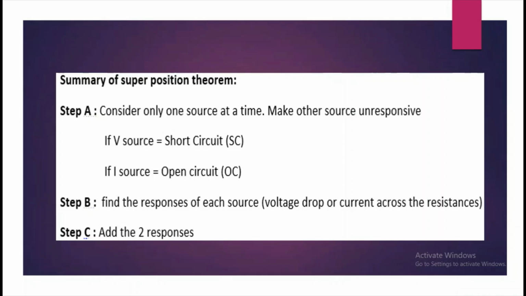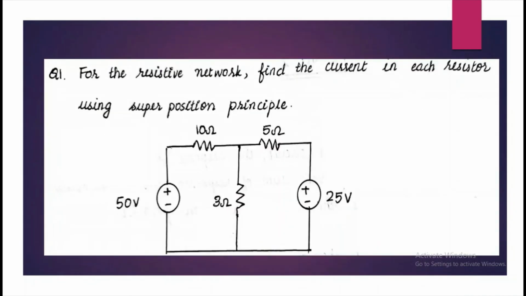Next, step B, we will find the response of each of the sources. That is the voltage drop or the current across the resistance according to the given question. And then step C, we add the two responses. So let's see how to do a simple problem using superposition theorem. So here there are two voltage sources and we consider each one at a time.